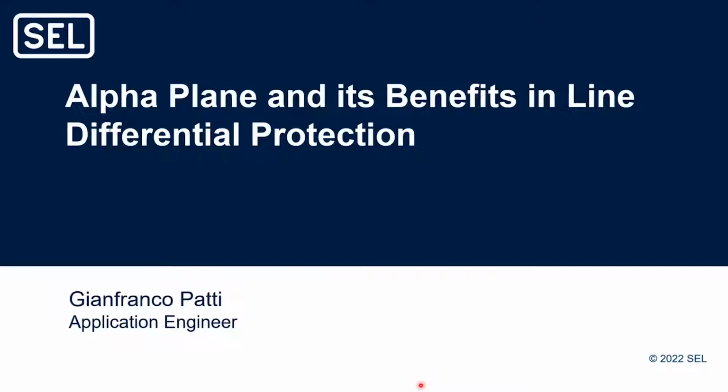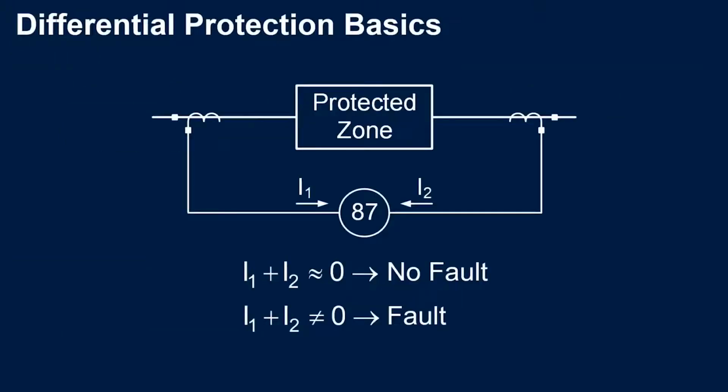So let's begin. First, let's talk about the general concept of a differential protection for any element on the power system. We'll have a protected zone that will be defined by the position of the CT around it, like we can see here. So basically, what we try to do is calculate a differential current that will be the phasor summation of the currents entering and exiting the protected zone.